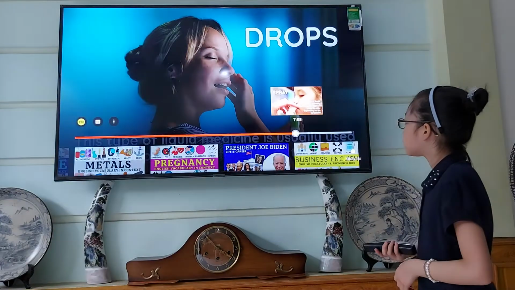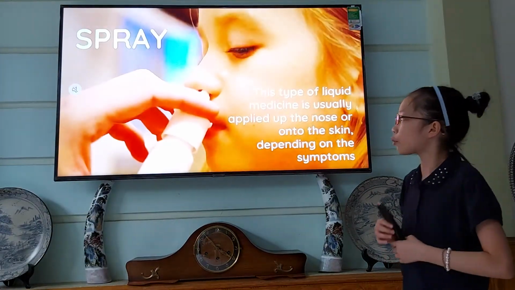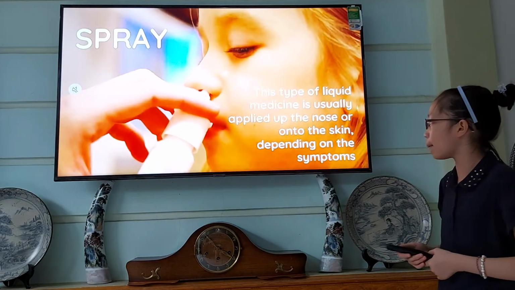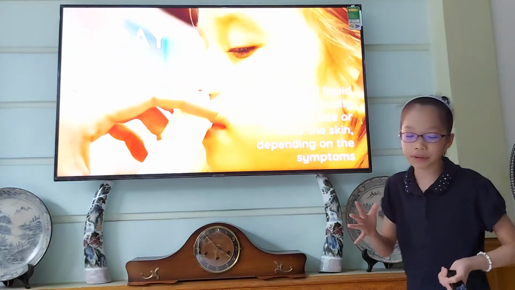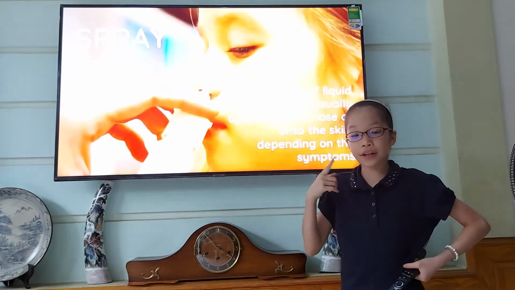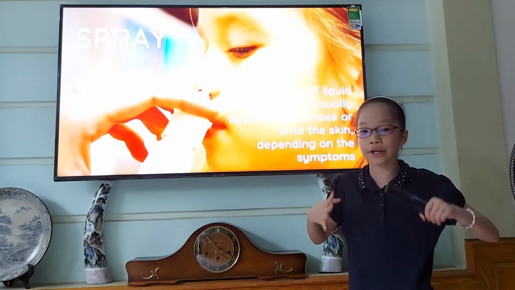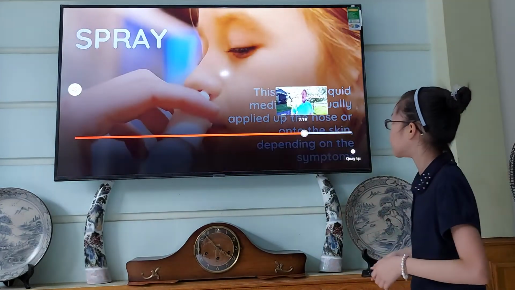Here is another kind of medicine. Spray. This type of liquid medicine is usually applied to the nose or onto the skin, depending on the symptom. So if you have a runny nose, you can spray some kind of liquid to help your nose get better, or sometimes your skin too, depending on the symptom.